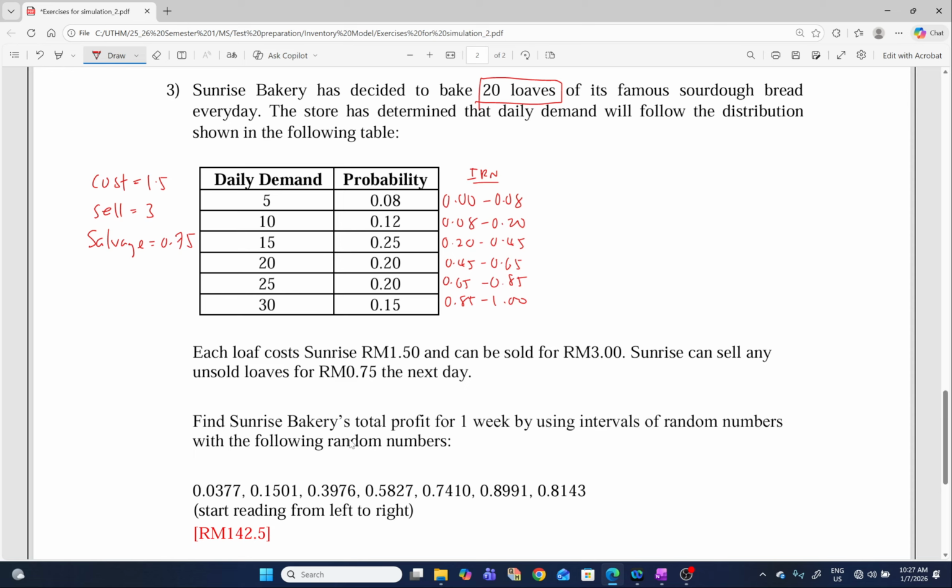Find Sunrise Bakery's total profit. Profit is actually selling price minus cost for 1 week. 1 week adalah sebenarnya 7 days. So kita kena simulate 7 hari sekarang. 7 hari punya demand apa dulu. So ni ada 7 random number dekat sini. Okay, saya nak tulis sini demand. Tak cukup tempat nanti.